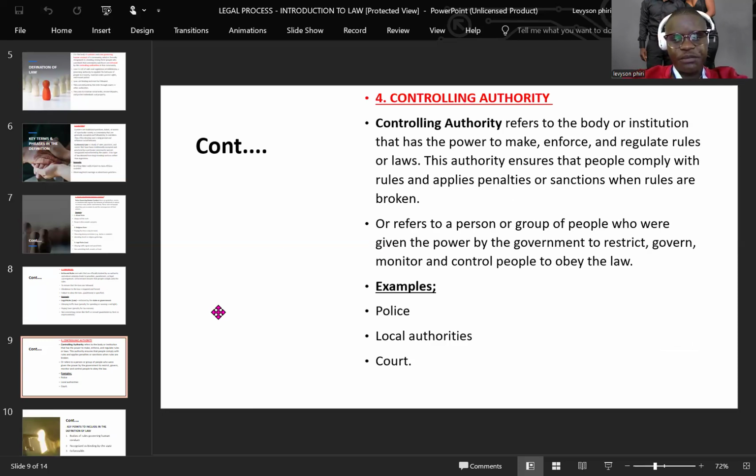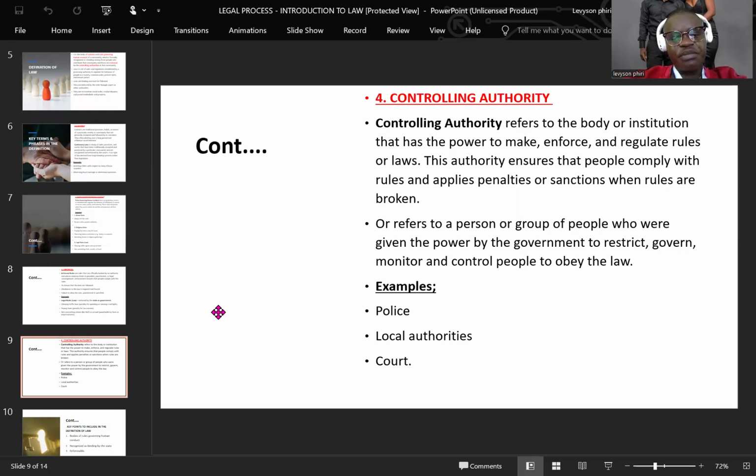Who are the controlling authorities? Point number 4. So controlling authority refers to the body or institution that has the power to make, enforce, and regulate rules or laws. These authorities ensure that people comply with rules and apply penalties or sanctions when rules are broken. Or we can say it refers to a person or group of people who were given the power by the government to restrict, govern, monitor, and control people to obey the law. Examples, we have police, local authorities, and court.